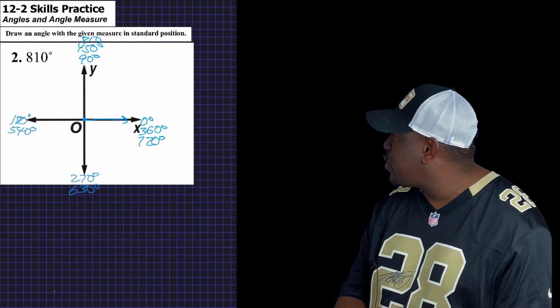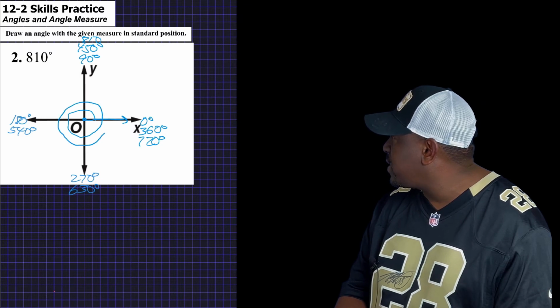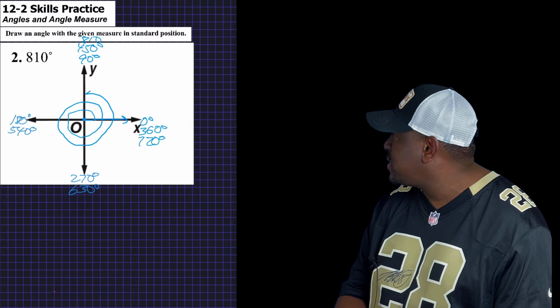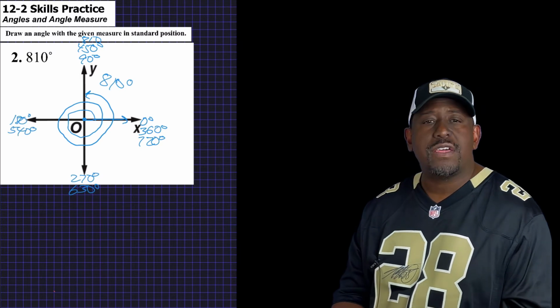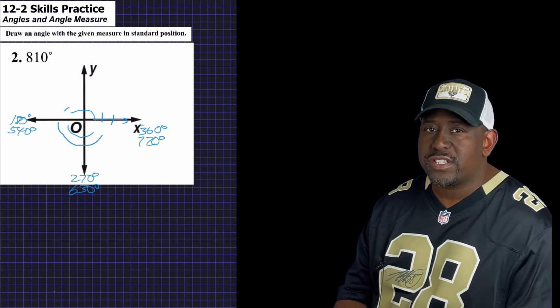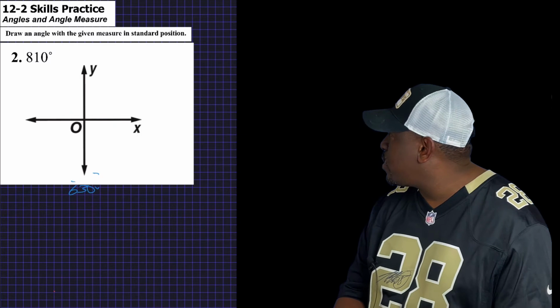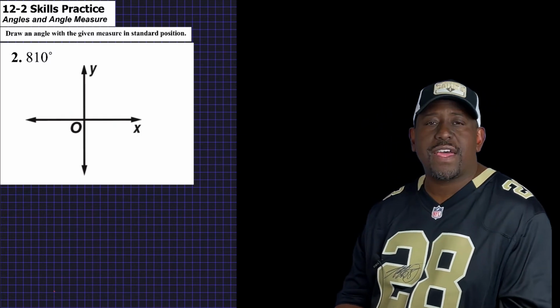So it's right there on the y-axis, but it's the third rotation. So we go once, you have to indicate that. We go twice, going counterclockwise, and we stop at 810 degrees. And that's how you would draw the angle from its standard position. We have a total of 3 rotations. So that's number 2.